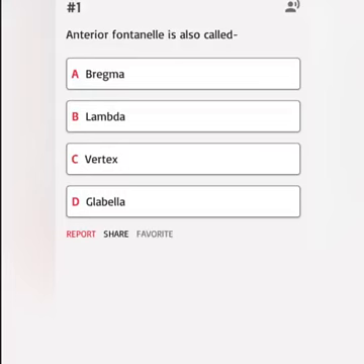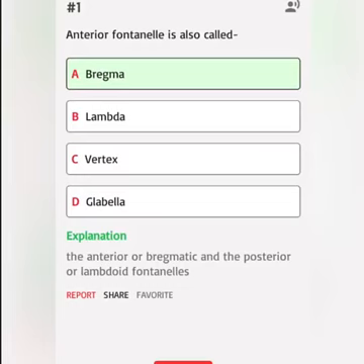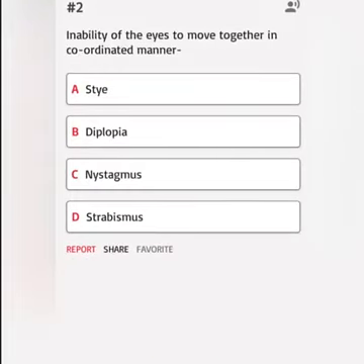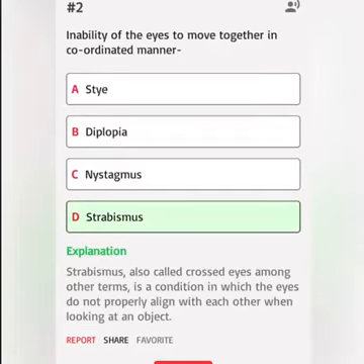vertex. D. Glabella. Correct answer. The anterior are bregmatic and the posterior are lambdoid fontanelles. Inability of the eyes to move together in coordinated manner. Sty. Correct answer. Strabismus, also called crossed eyes among other terms, is a condition in which the eyes do not properly align with each other when looking at an object.